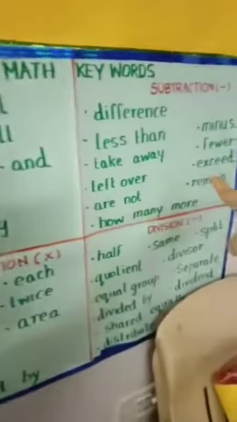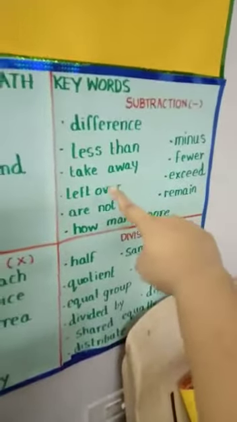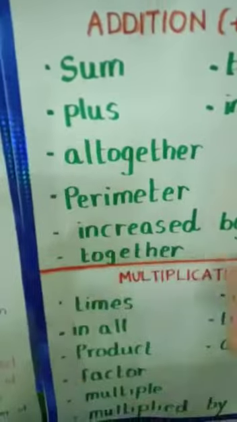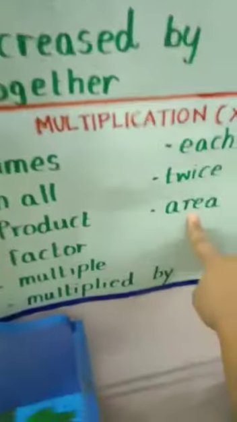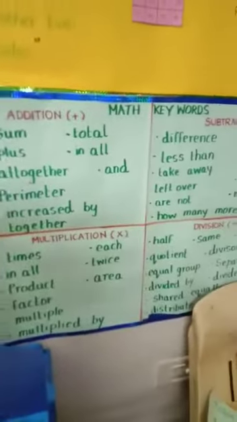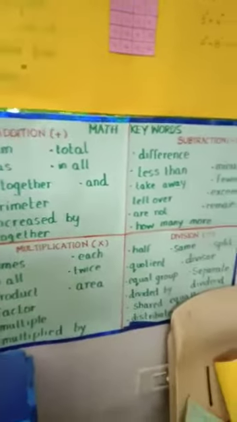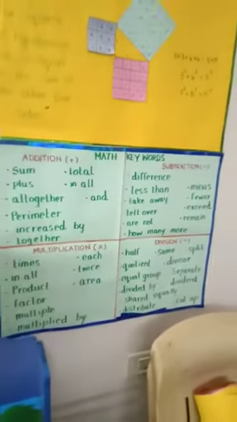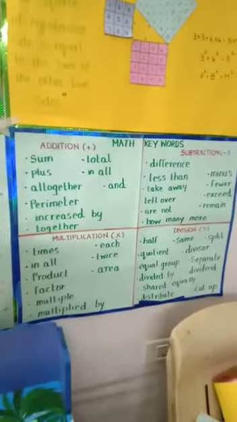So sorry, here it is. See, area means multiplication. Perimeter means addition of all the sides. Area means multiplication. These are some of the keywords for all the four operators: addition, multiplication, subtraction, and division. This is the chart for addition, multiplication, subtraction, and division.